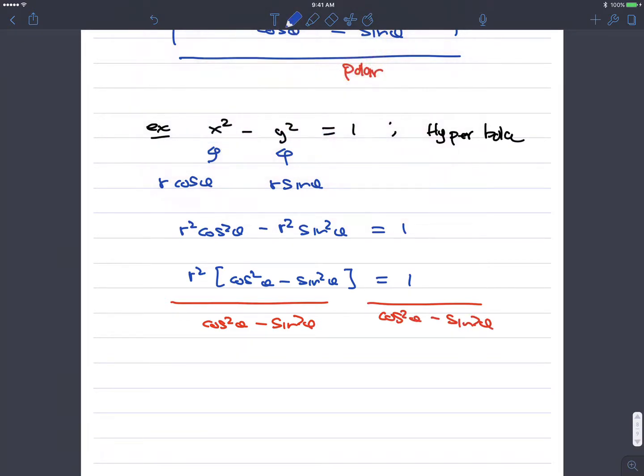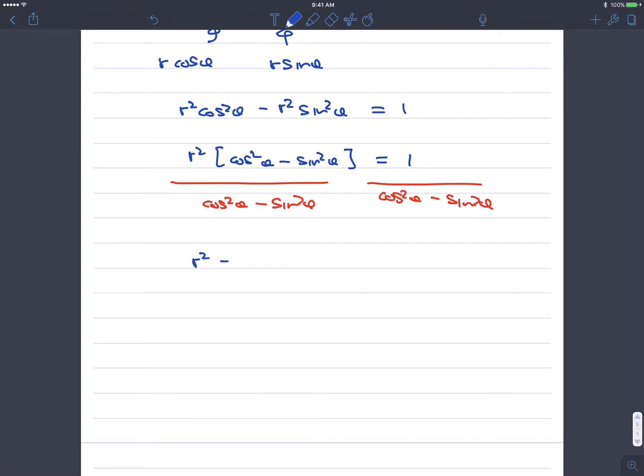So here's what we get. We get your r squared being 1 over cosine squared theta minus sine squared theta. And so I'm going to ask you guys to hopefully recognize something here. What is this equivalent to? Is that 1? No. That's a big no. That's not cosine squared theta plus sine squared theta. That's cosine squared theta minus sine squared theta.